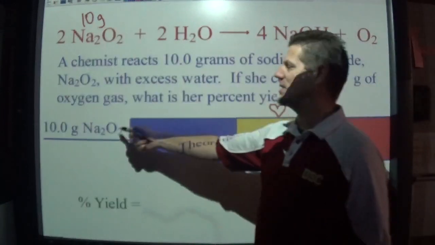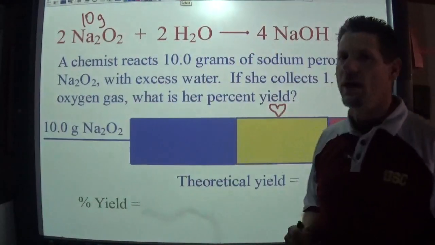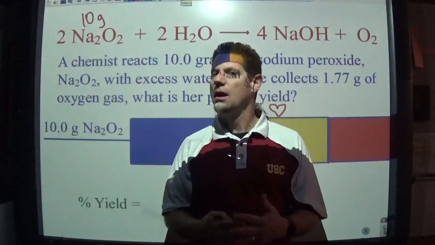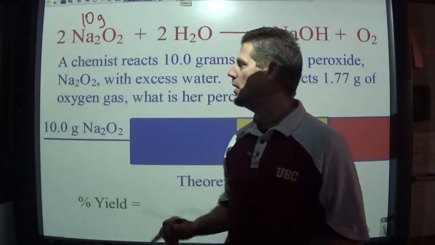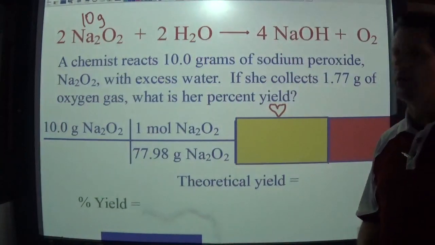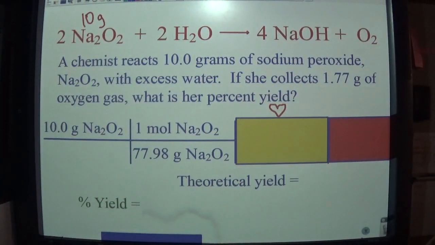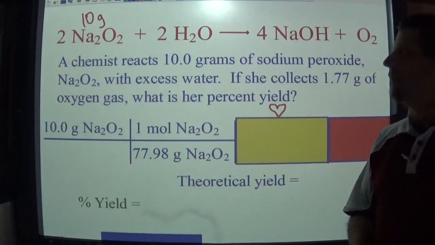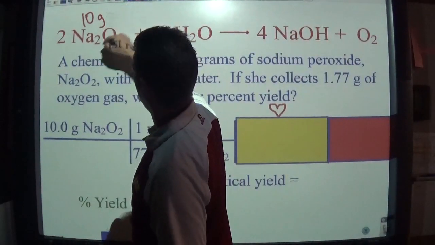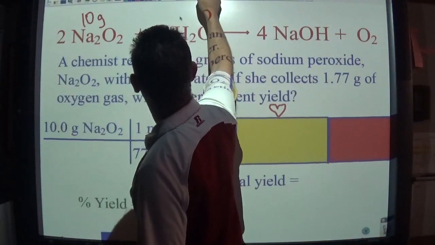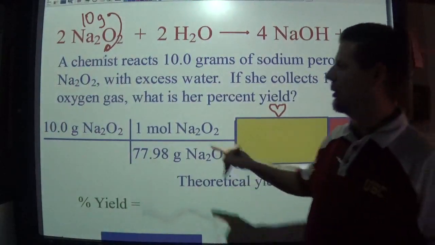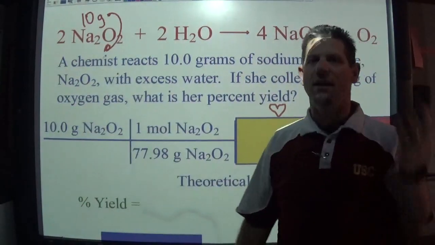If we started with 10 grams, the first thing we have to be able to do is convert grams to moles. I don't care about grams. That's what we measure, but I can't do anything mathematically with it. So I need to convert from grams to moles. I do that by dividing by the molar mass of sodium peroxide. If you add them up off the periodic table, there are 2 sodiums and 2 oxygens. The molar mass is 77.98 grams. This allows me to convert between grams to moles of sodium peroxide. All right, that's all we've done. Whatever 10 divided by 77.98 is, that number's in my calculator.